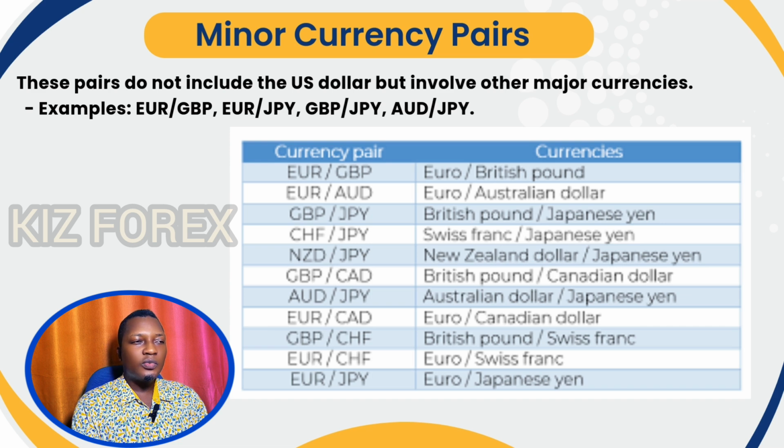The other type of currency pairs that we have is called the minor currency pairs. Just the opposite of the major currency pairs, these are currency pairs that do not involve the US dollar. As you can see on this graphical representation, we have Euro JPY, Euro AUD, GBP JPY, and a host of them. So any currency pair that does not involve the USD is what we call a minor currency pair. Basically, there are about 11 of them. So these are the minor currency pairs that we have in the market.